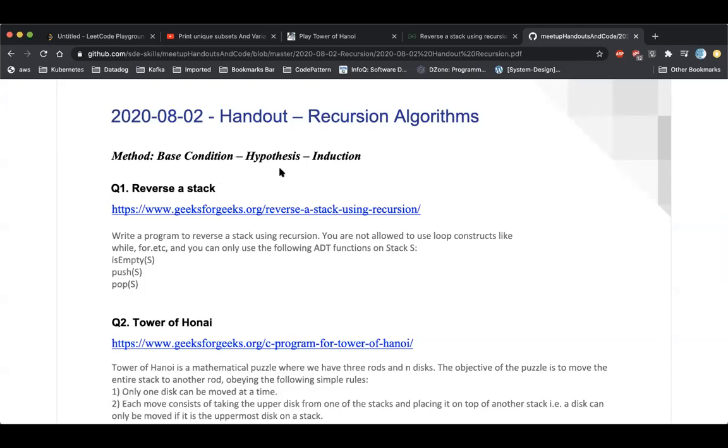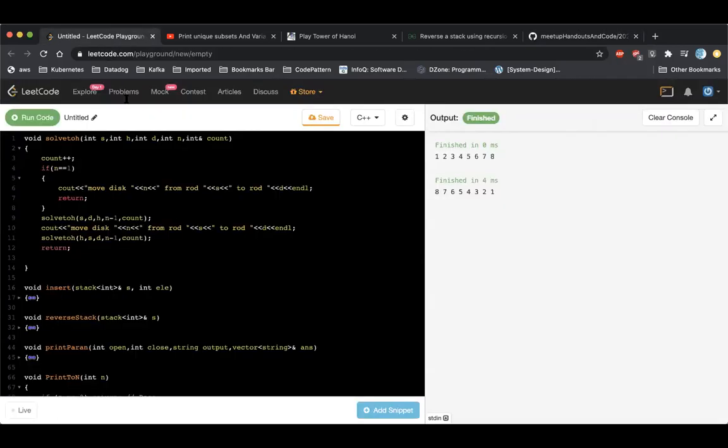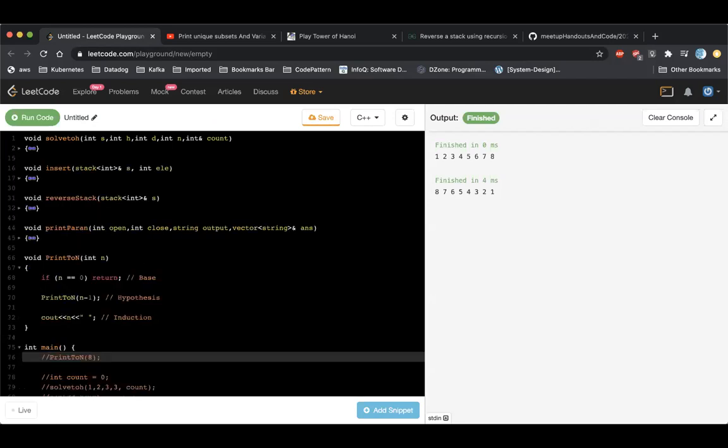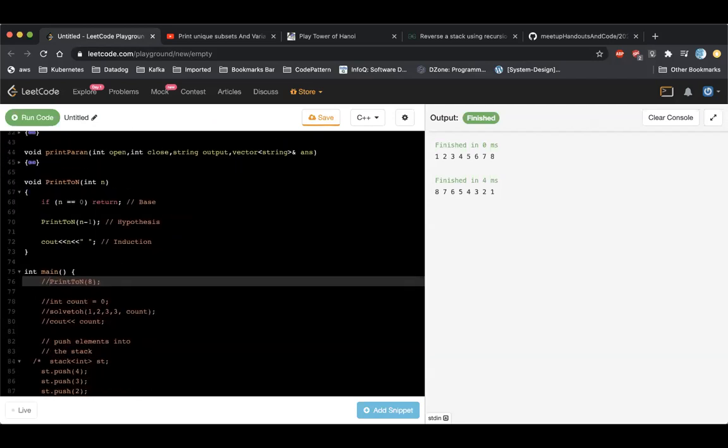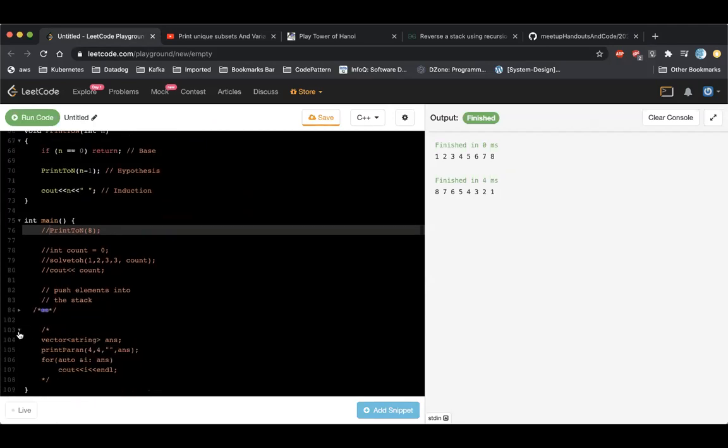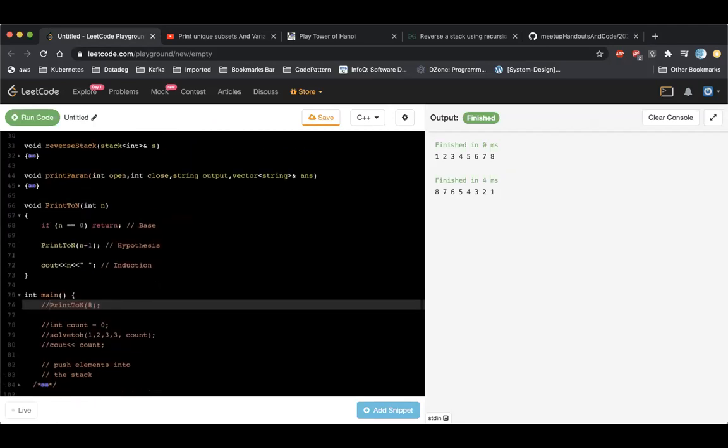Let me take a simple example. Let's say you want to print the numbers from 1 to n. That's a simple one. You could simply write it using any loop, a for loop or a while loop, but we are just trying to force it to use recursion by using this solution, which is hypothesis, base condition, and induction.